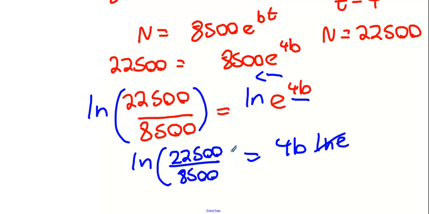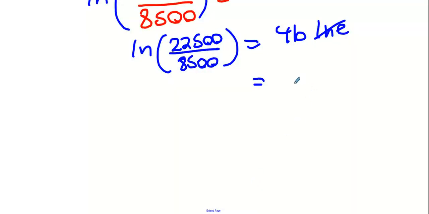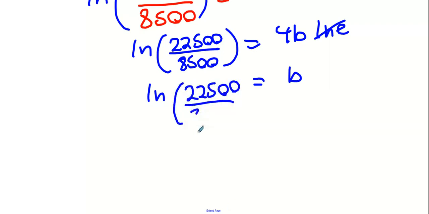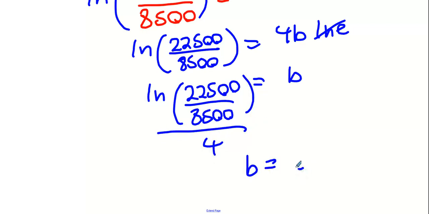ln of 22,500 over 8,500. Now, what am I going to do with the 4? Divide it, all over the number 4, isn't it? Into the calculator with it, and what do we get as the answer? 0.2434. Okay.